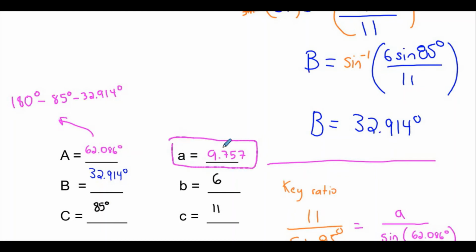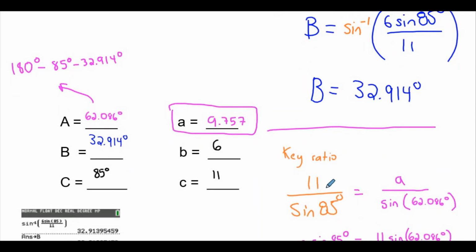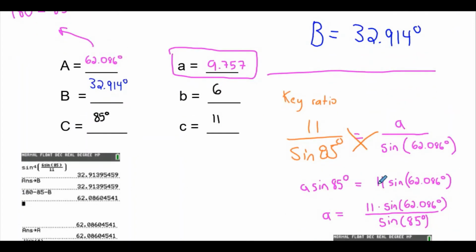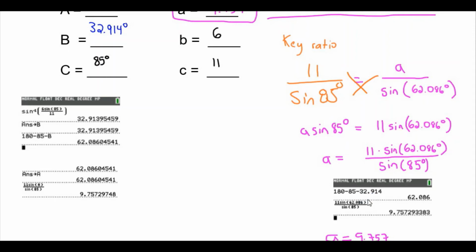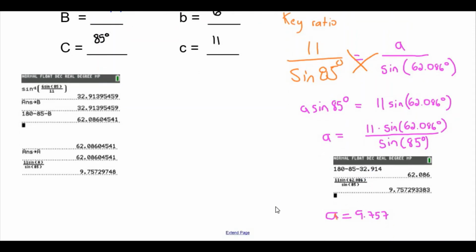We're going to have to go back and say, well, how would we do that? You can relabel the triangle if you want, or you can realize that we're doing the law of sines. So we're going to use the key ratio. The key ratio is going to equal A divided by sine of this angle I just found from the Angle Sum Theorem. Then I cross multiply, giving me A sine 85 is equal to 11 sine 62.086. Then I divide by sine of 85 on both sides, and I can just type that into the calculator as I normally have. That'll give me my little a that you saw up there. That's how I got it.